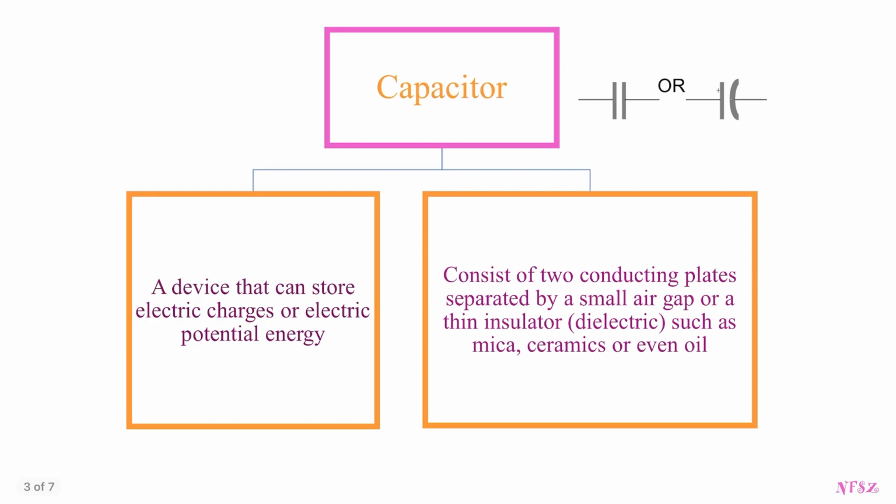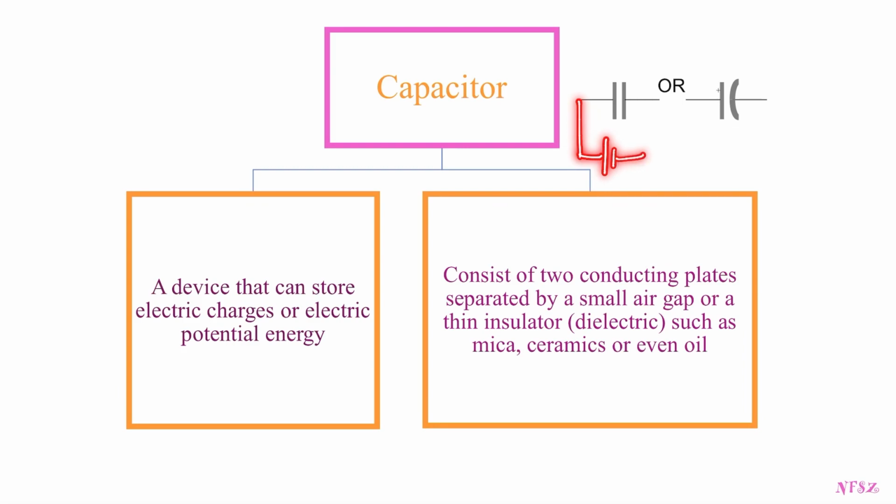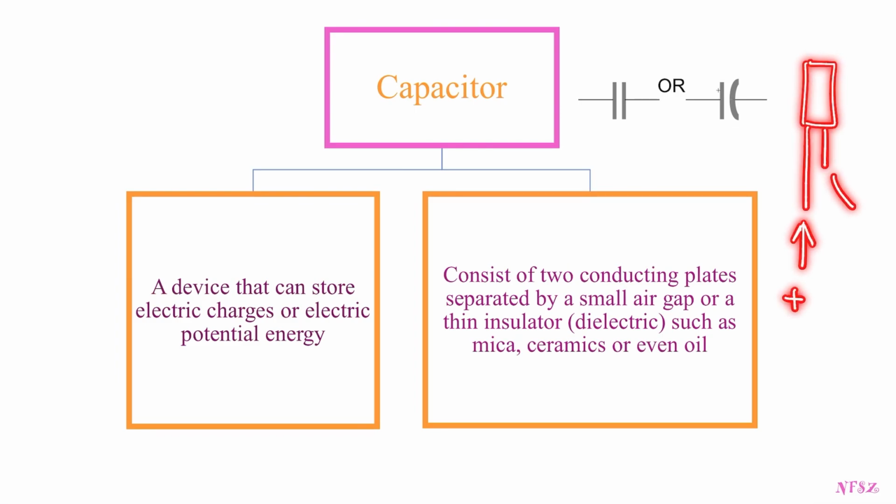Okay, next we have the capacitor. The capacitor symbol is either this one or this one. Usually, how do we know which side is positive or negative? We have to look at how its power supply is connected. So if it is like this, this will be positive, this will be negative. Or if it is the device itself, you have a long leg and a short leg. So the long one will be positive, the shortest one will be negative, cathode and anode.